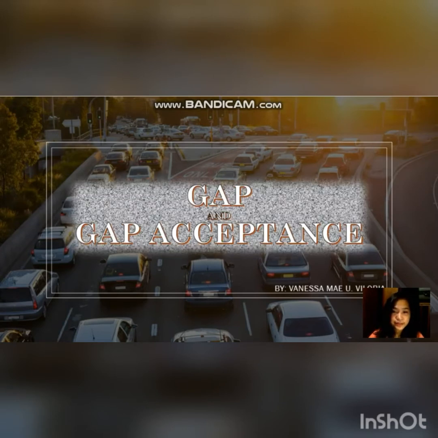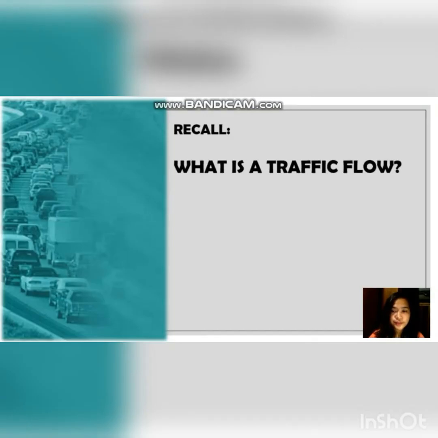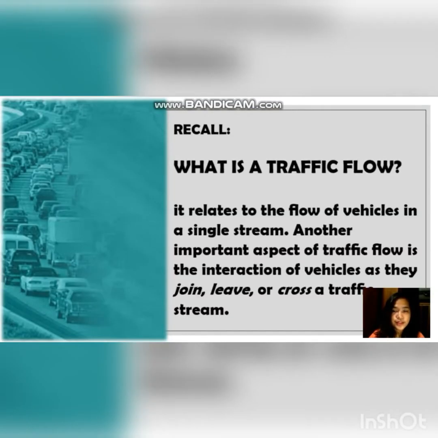So first, let us recall what traffic flow is. A traffic flow relates to the flow of vehicles in a single stream. Another important aspect of traffic flow is the interaction of vehicles as they join, leave, or cross a traffic stream.